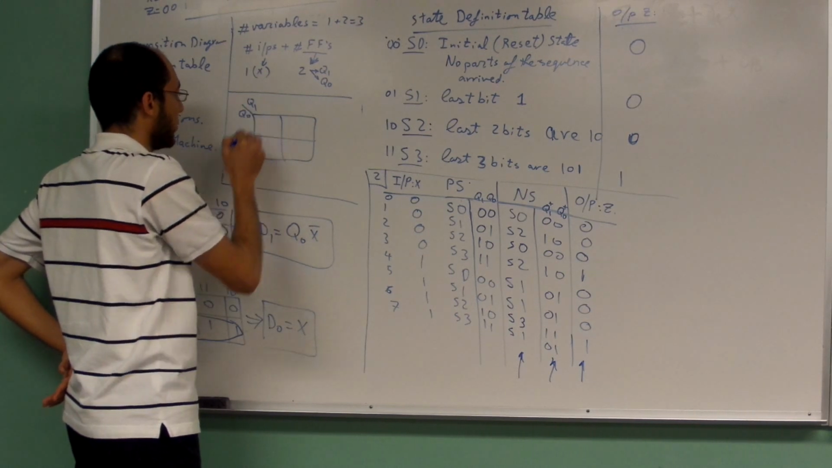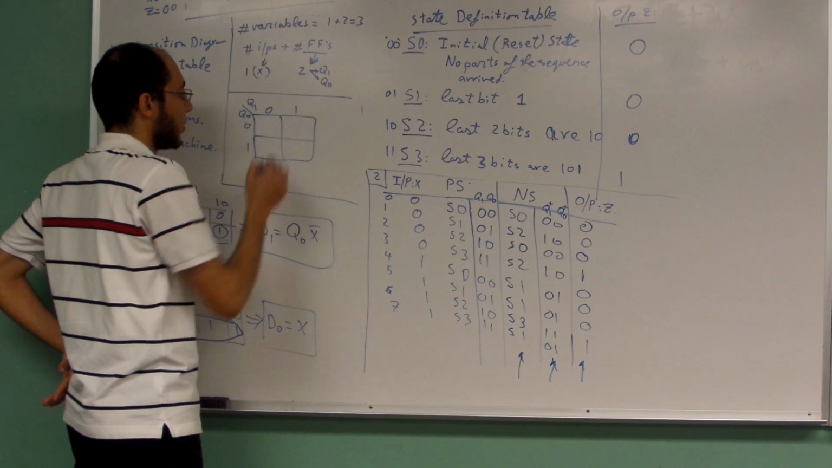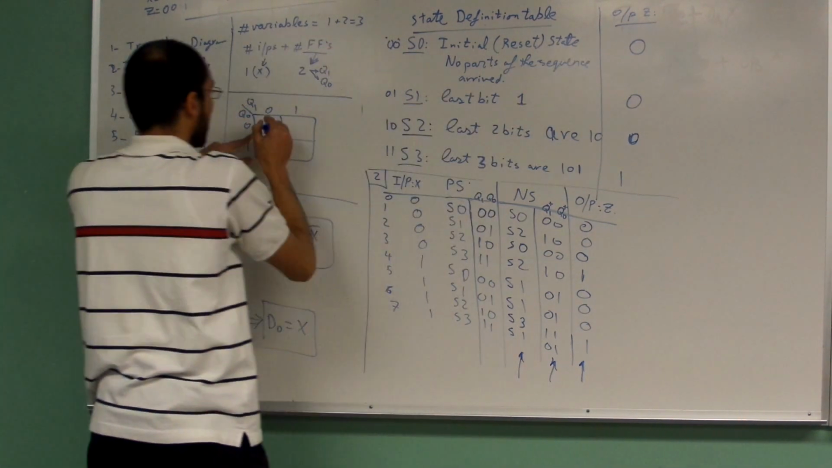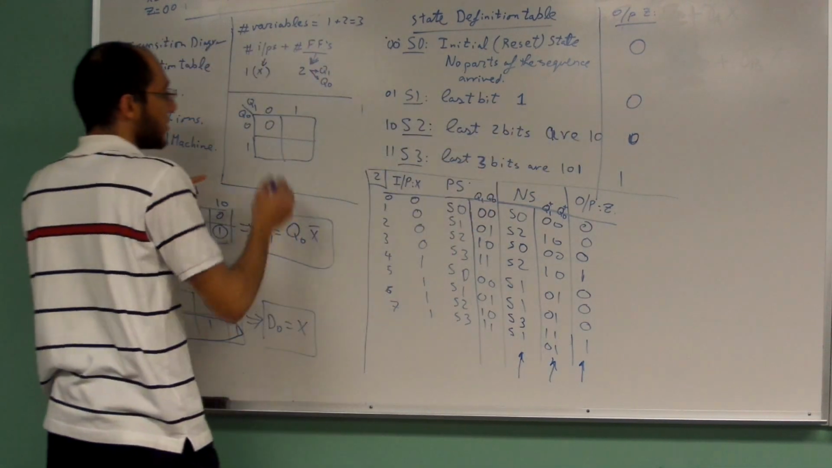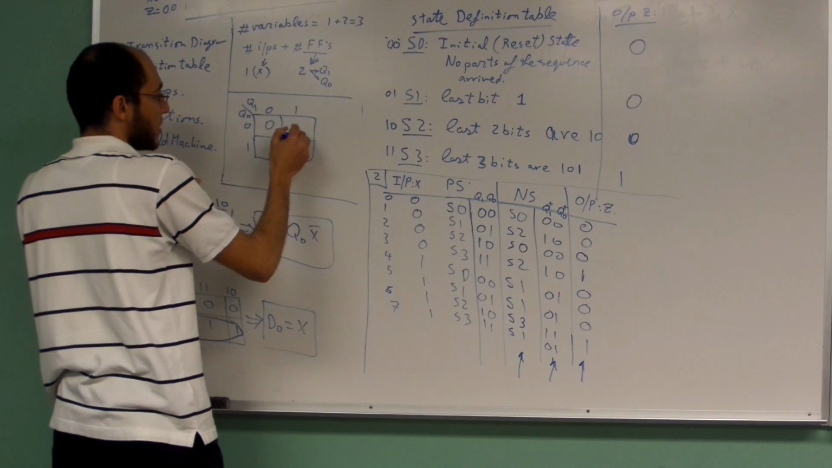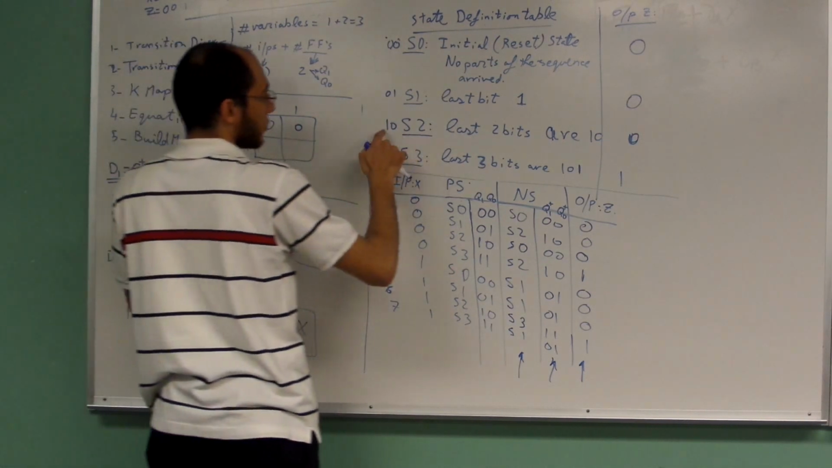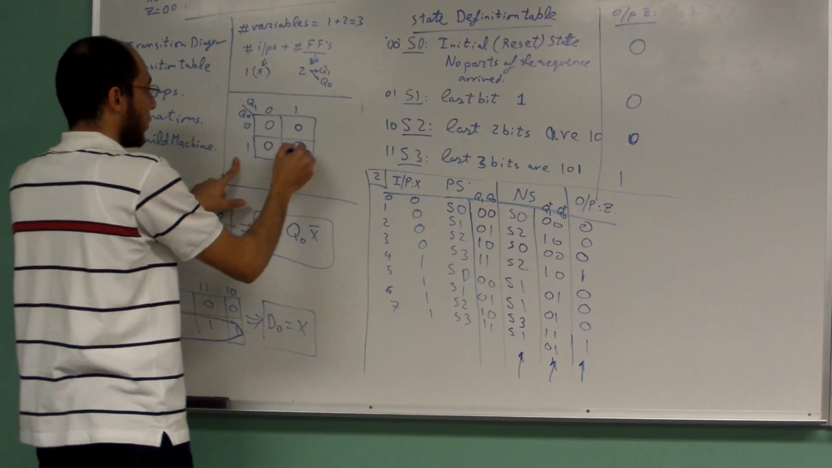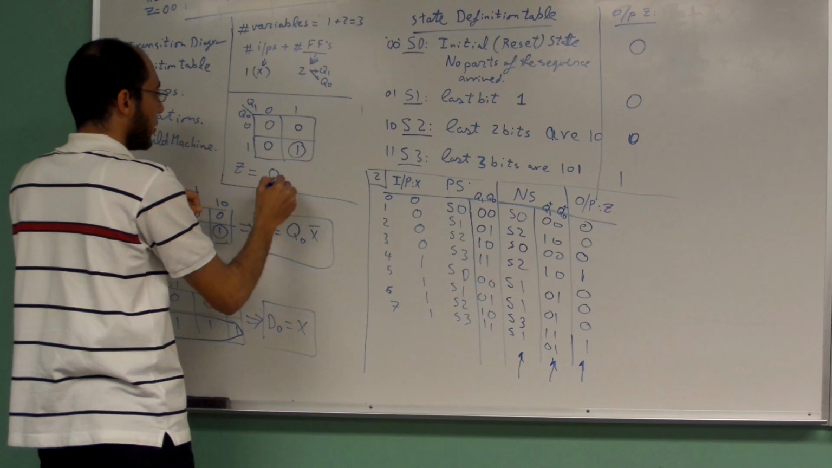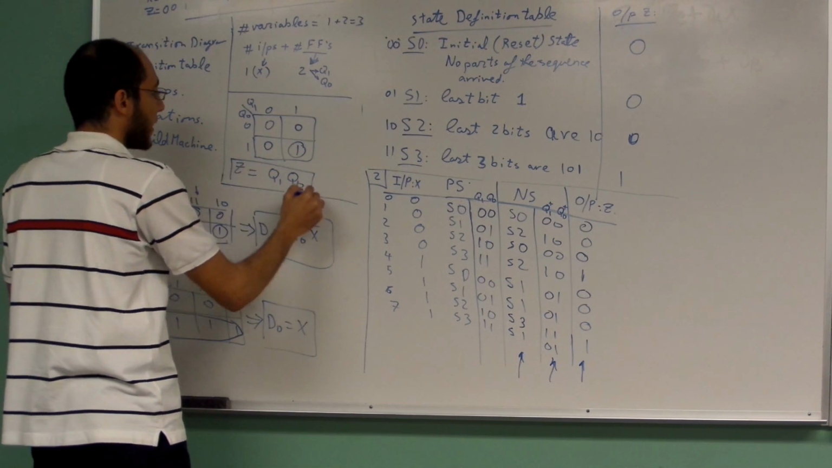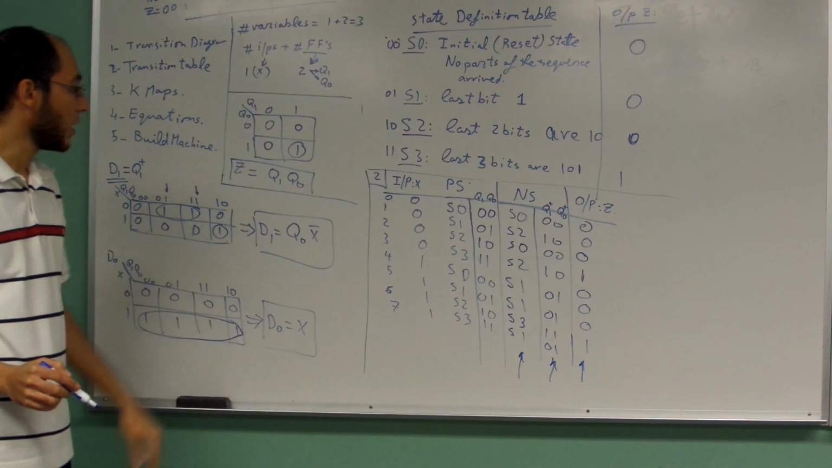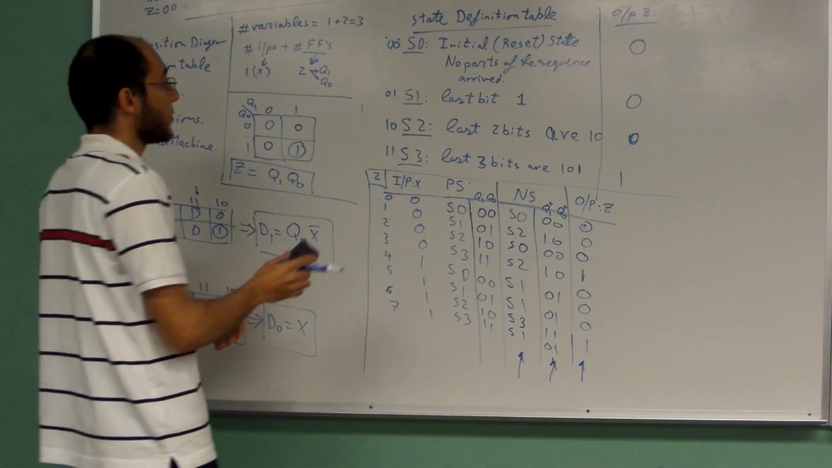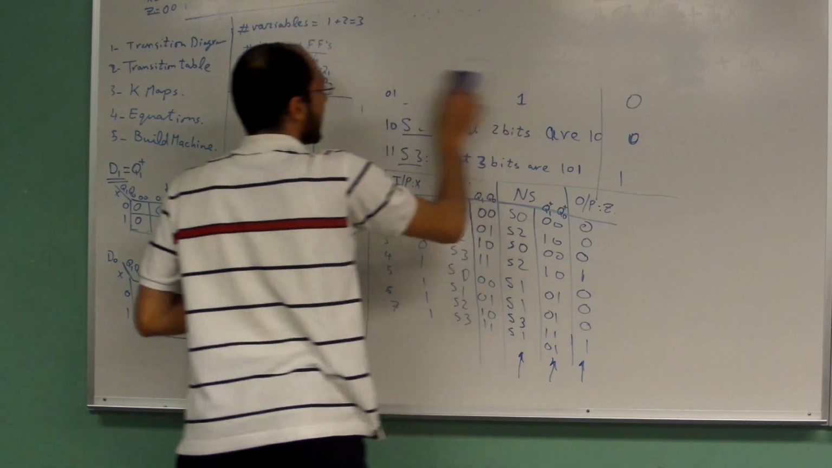Q1 and Q0. This is 0, 1, 0, 1. So what happens if I have a 0, 0? The output is 0. 0, 1, the output is 0. 1, 0, the output is 0. And then 1, 1, I have an output of 1. So the output Z equals Q1 Q0. Right now, I have equations that I'm able to solve to do the circuit. So let's build the circuit.